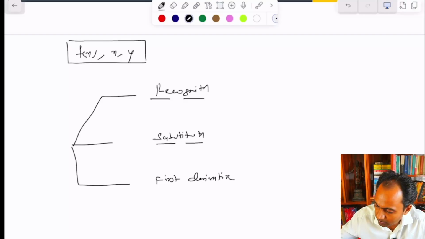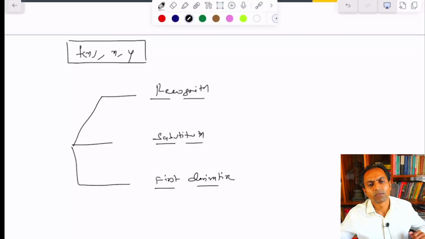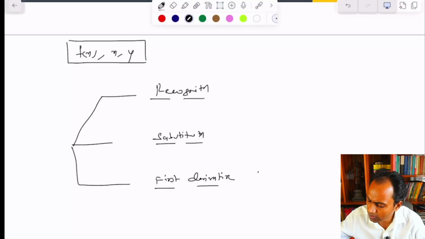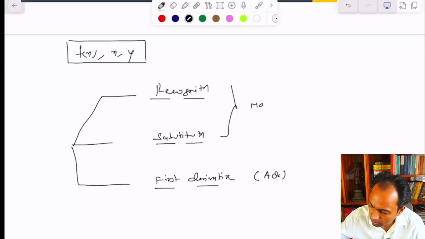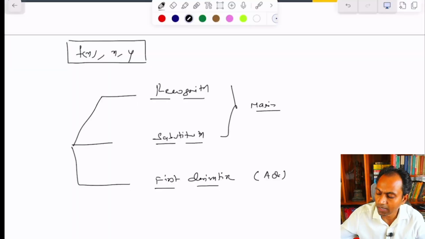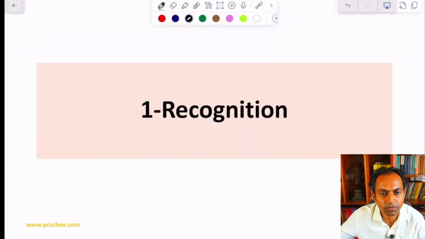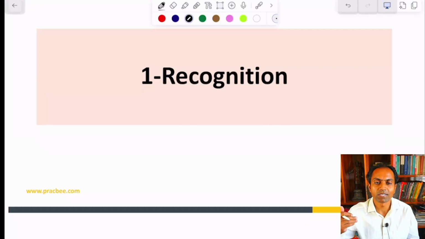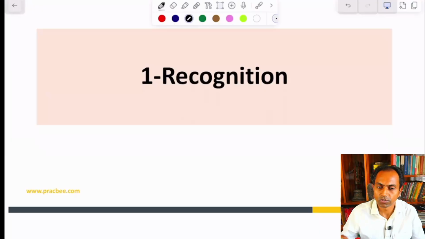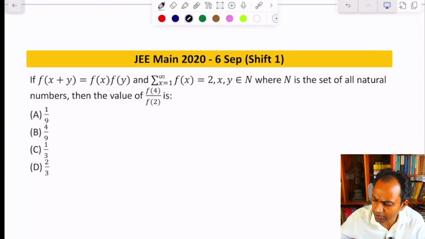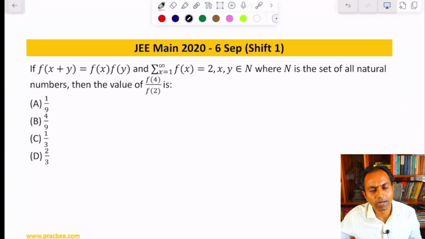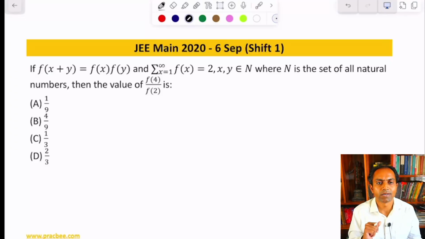Now first derivative based questions that came, I have not covered here, and most of the time these questions will come in JEE Advanced only. From mains point of view, you need to know only those techniques. Now what I am going to do is, in order to make your life simpler, I will take one of these categories one by one and discuss what kind of questions came and how to solve these questions. In this first category of question, as the name goes, you have to recognize the functions just by looking into the property that is given to us.